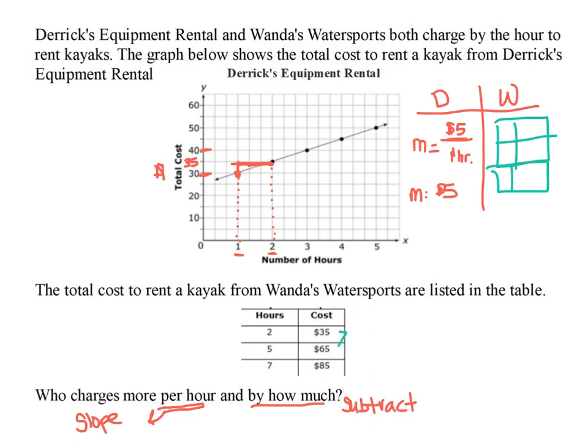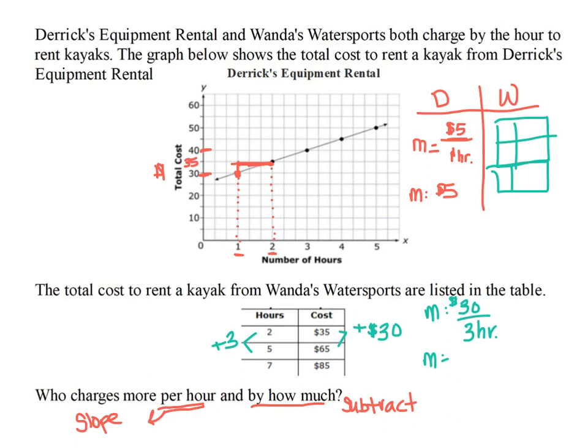So I'm going to find the change in y. What's the change in cost? Between 35 to 65 is an increase of $30. And I'm paying this $30 over a time period of 2 to 5, which is an increase of 3 hours.